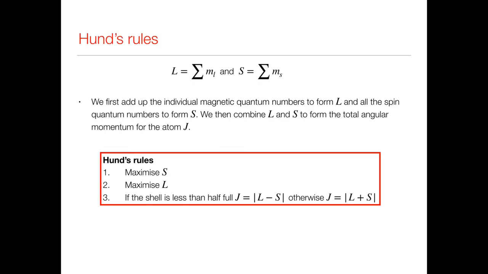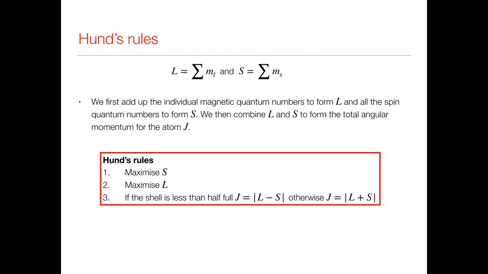So first of all, let me introduce two further quantities. I'm going to define capital L as the sum of all the ml for each of the electrons. So each electron has its own set of quantum numbers, its own value of ml, and if we sum those together over the electrons, we will get capital L. And if we sum the spins of all the electrons, we will get a quantity I'm going to call capital S. Now we can then combine capital L and capital S to get the total angular momentum for the atom, which I give the letter capital J.